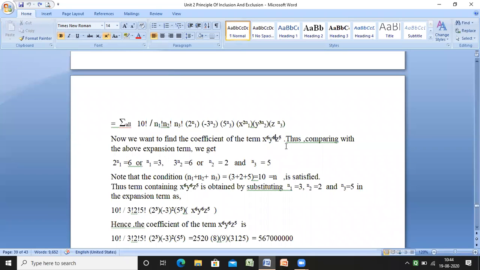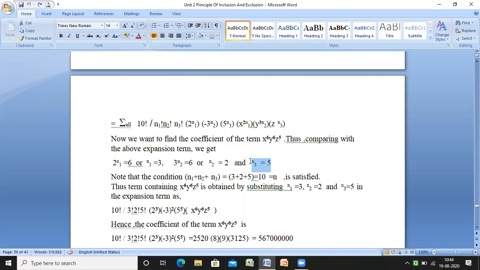Now again, what is that? Z to the power 5. Here also we get z to the power n3. Both have only one coefficient, just like 1z to the power 5 or 1z to the power n3. There is no 2z or 3z, something like that. So we consider z to the power n3 and z to the power 5, that means n3 equal to 5.